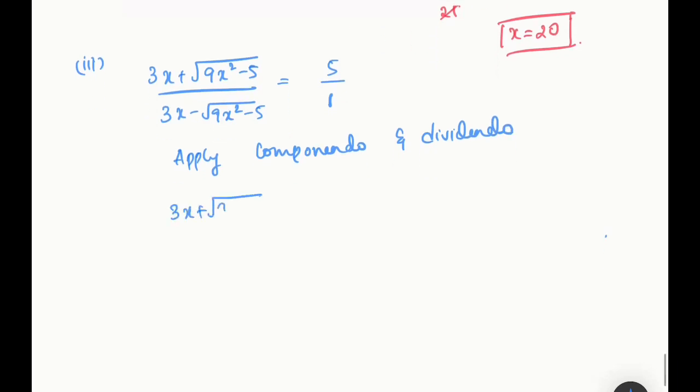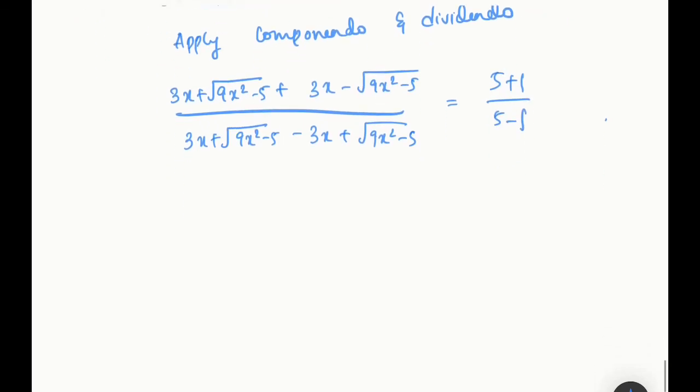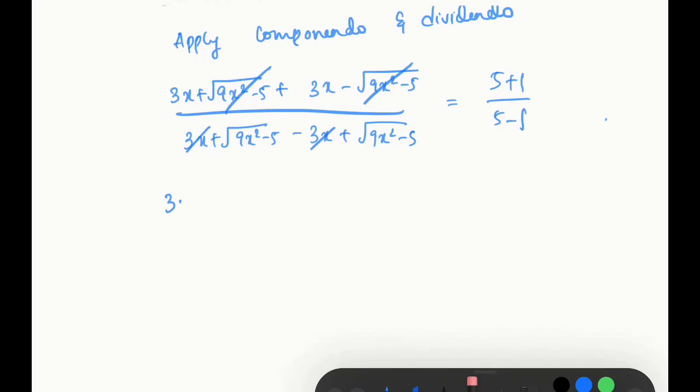So we'll get 3x plus root of 9x square minus 5 plus 3x minus root of 9x square minus 5, by 3x plus root of 9x square minus 5 minus 3x plus root of 9x square minus 5, equal to 5 plus 1 by 5 minus 1. Okay. So the root of 9x square minus 5 terms get cancelled.